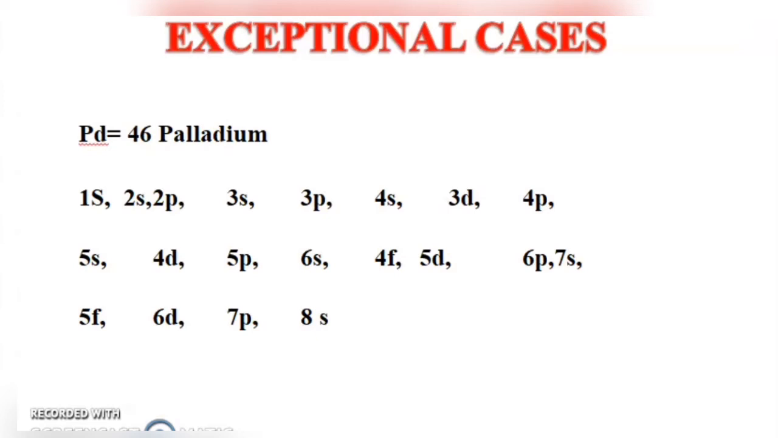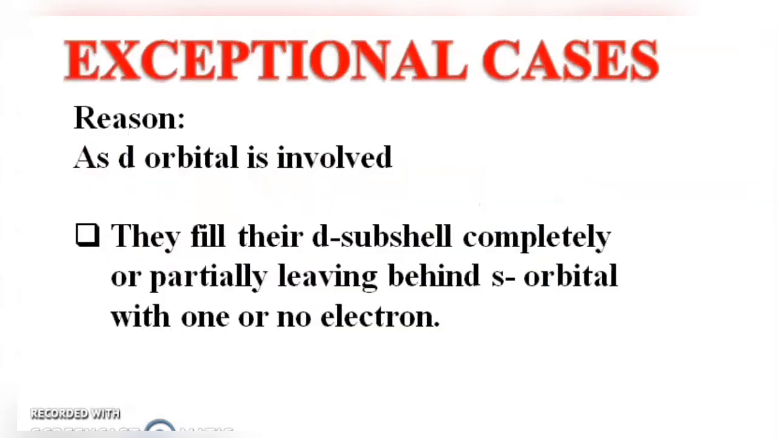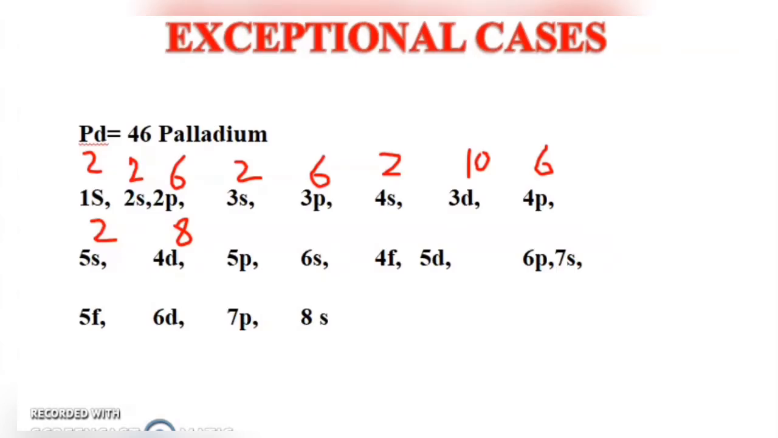But now in the case of palladium, let's see what the electronic configuration will be. In 1s, 2 electrons would be accommodated, 2s2, 2p6, 3s2, 3p6, 4s2, 3d10, 4p6, 5s2, and 4d8. But according to the rules, the d orbital should be completely filled or partially filled. In the case of chromium, we partially filled the d subshell. In the case of palladium, let's see what the pattern would be.